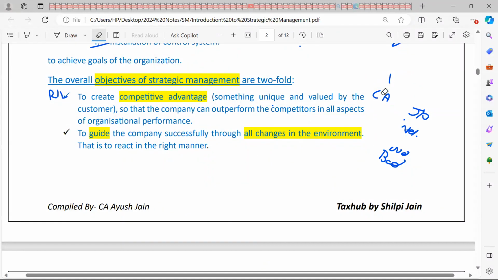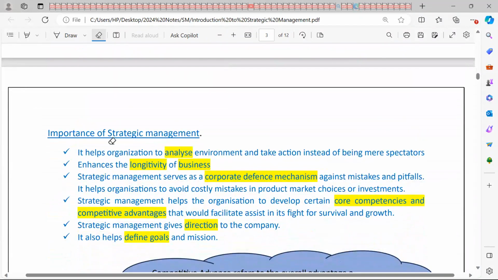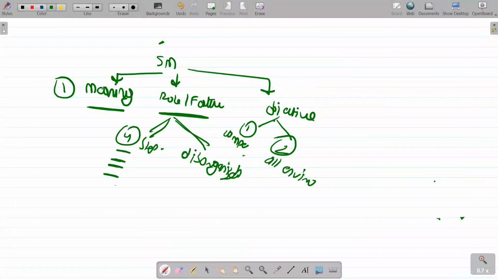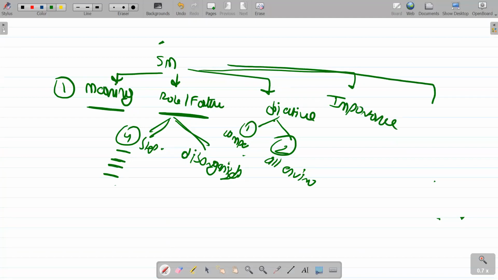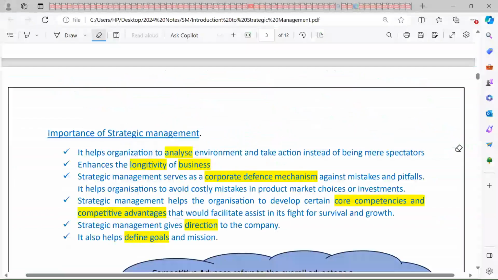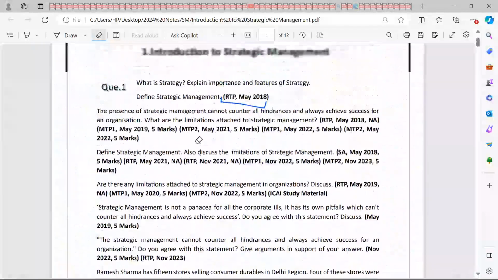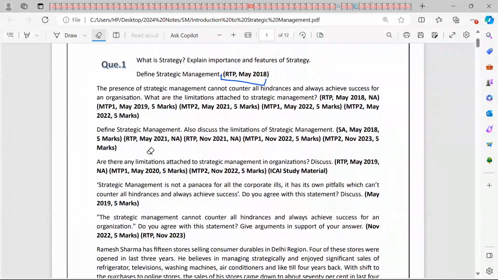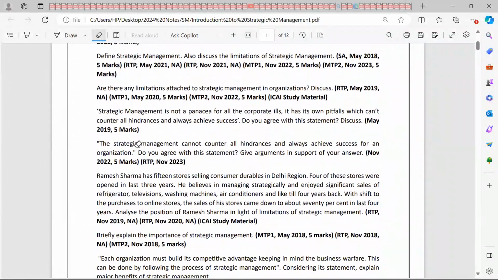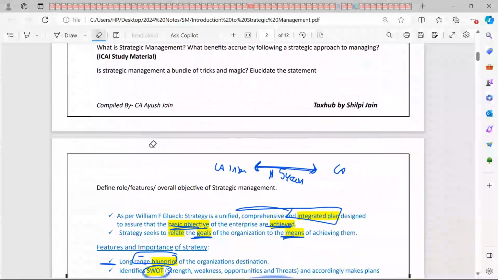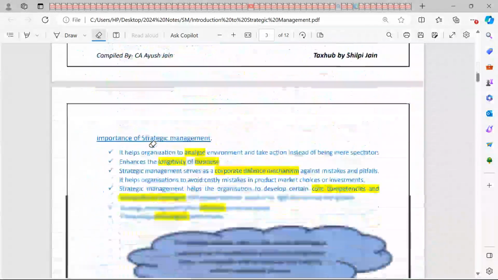Now we are coming to the most important topic. Everyone be very alert. What are the importance and what are the limitations? In strategic management, now we will see the importance of strategic management and the limitations of strategic management. After we complete this topic, I will show you what type of questions have been asked in exams. See this: May 19, RTP, MTP, ICA study material. We will go through each and everything after completing this topic.